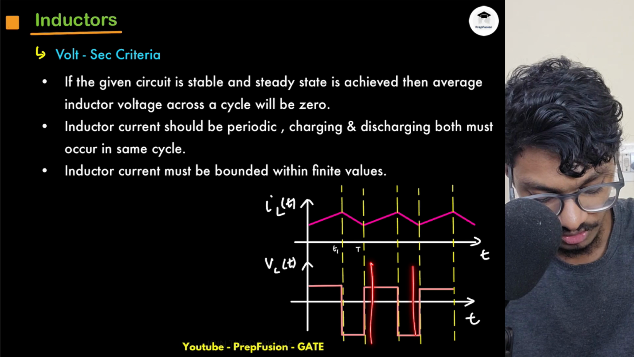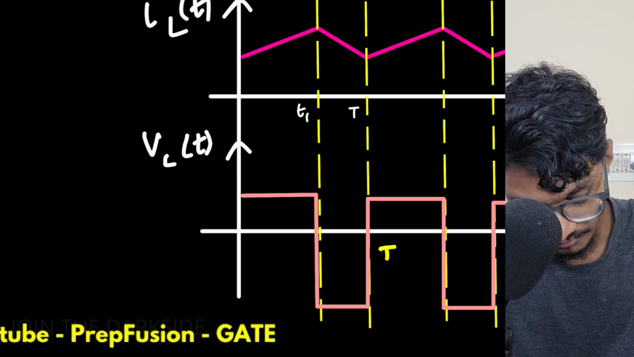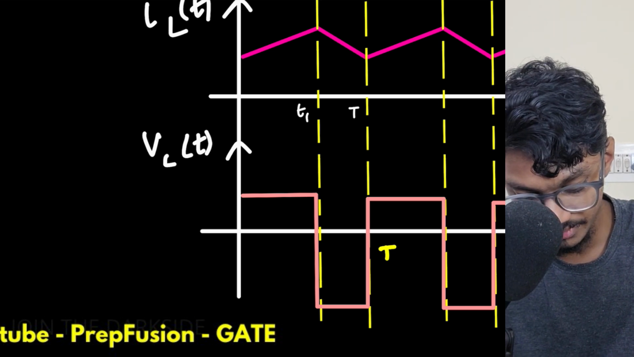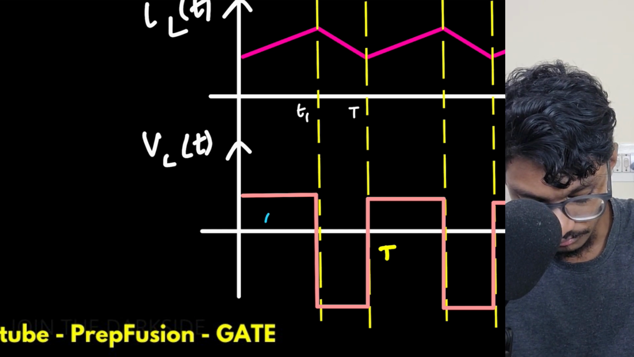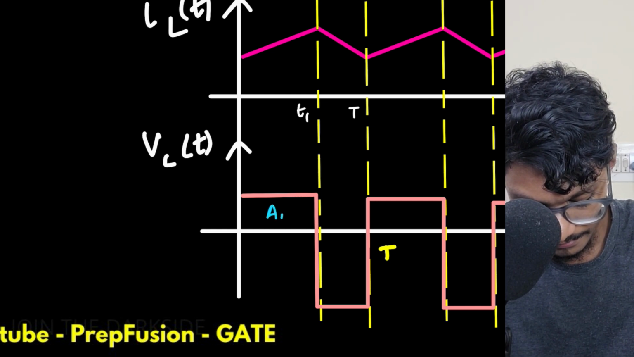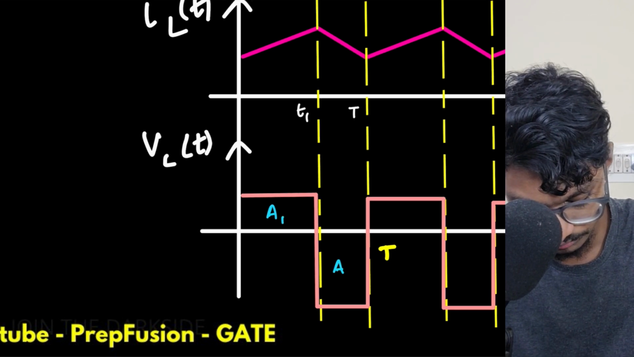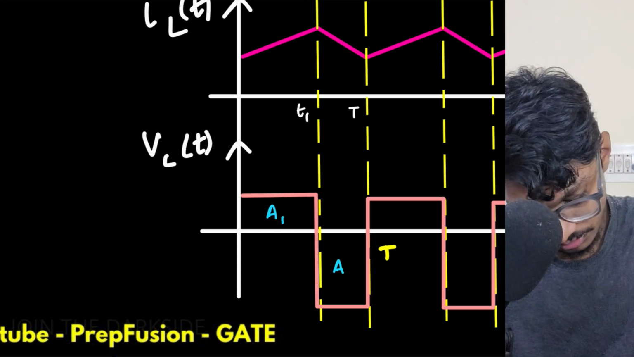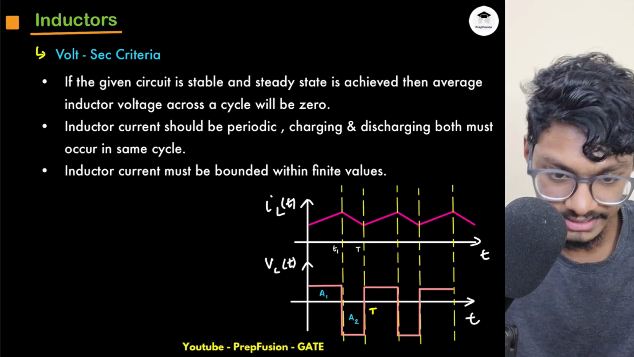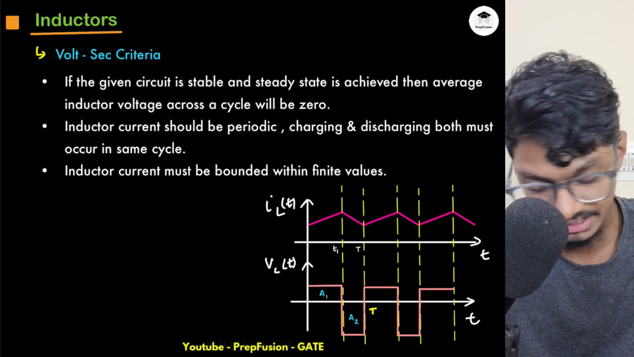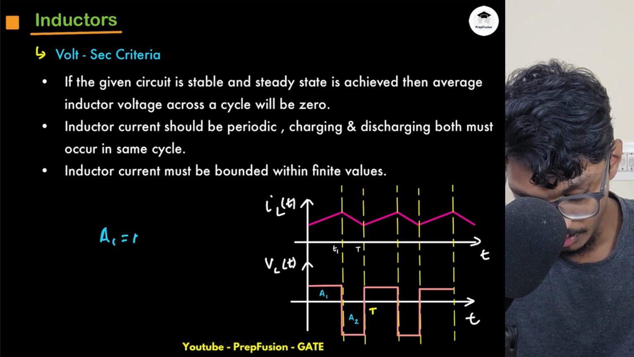So this is repeating, right? This is a periodic waveform. Let's name the period as T, and after every T it is repeating. Let's name this area as A1, and let's name this area as A2. Okay, so what I can say is that if the circuit is stable and steady state is achieved, then this area A1 will be equal to A2.